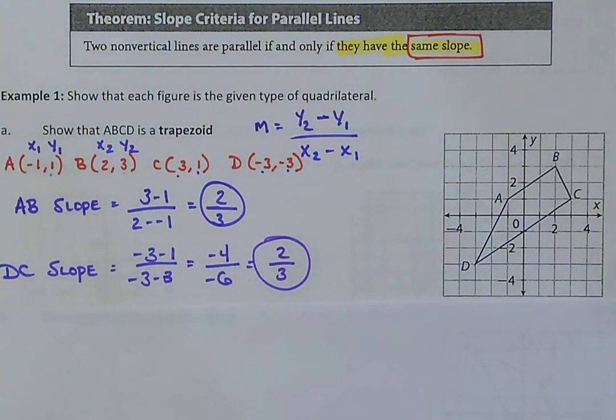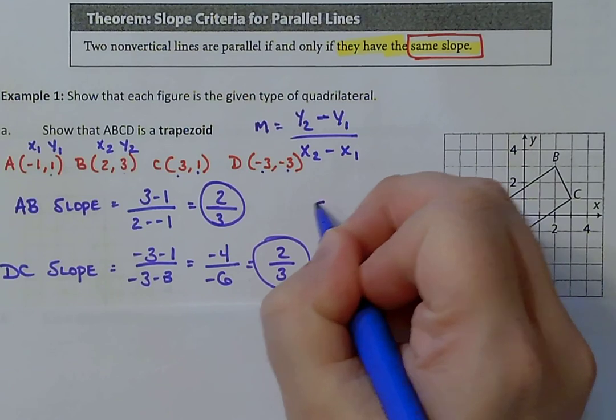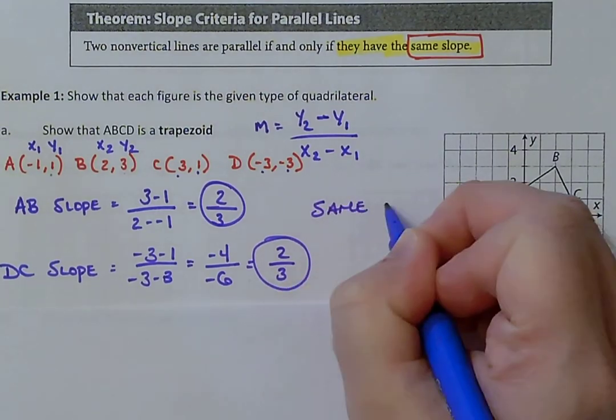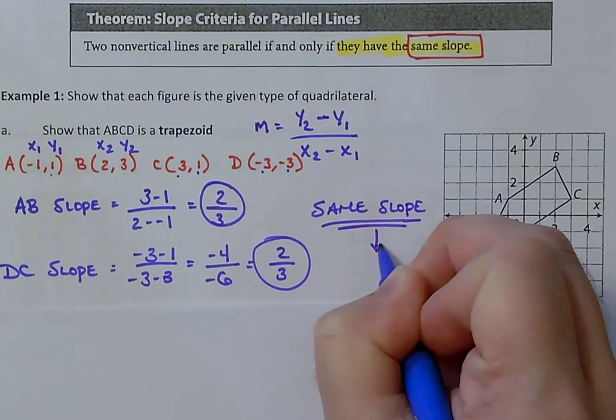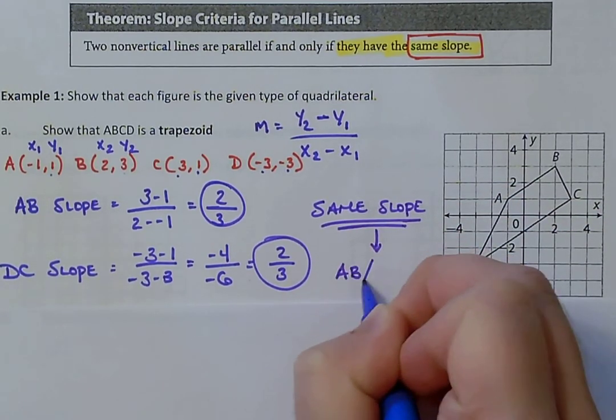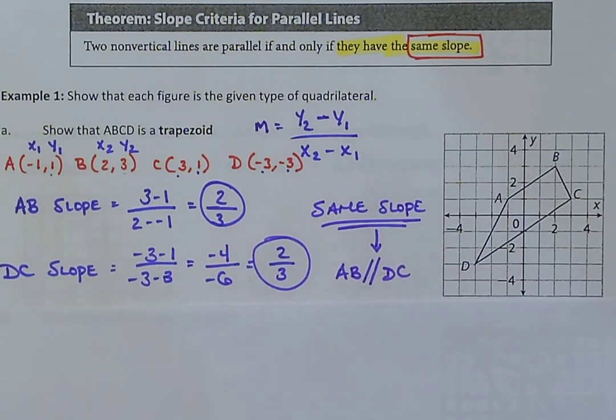So the question I ask you, are the slopes of AB and DC the same? They are, because they're both 2/3. And because we know that they are both the same, that means AB is parallel to DC. So same slope means that AB is parallel to DC. And that is our answer for example 1, part A.